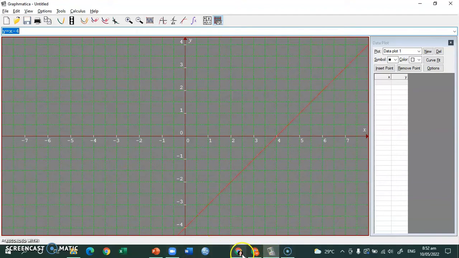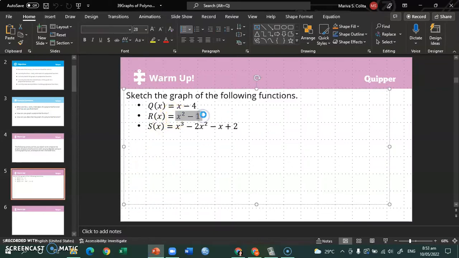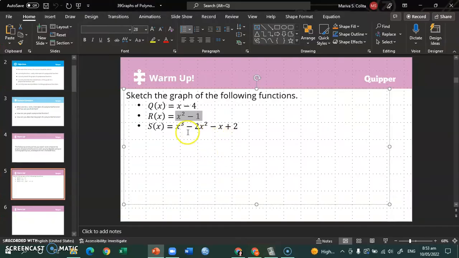Yung sunod naman is a quadratic function. This is x squared minus 1. Copy-paste lang natin. Okay. Ayan, x squared minus 1. Tingnan natin, palitan natin yung x. Ayun. So, eto siya, this one, meaning yan, exponent, no, raised to 2. Okay. Tingnan natin yung graph niya. Ayan. So, this is a parabola. Okay, parabola, yung graph ng quadratic function. Ayan ang itsura. How about this cubic function?